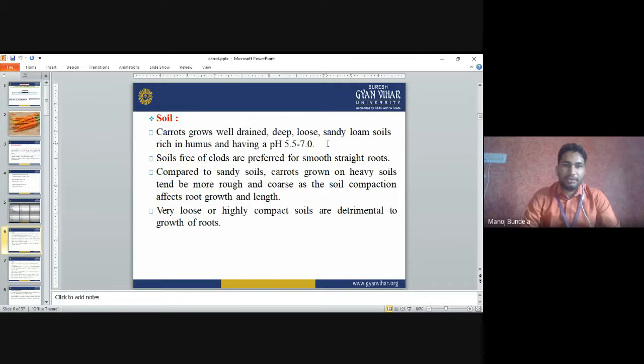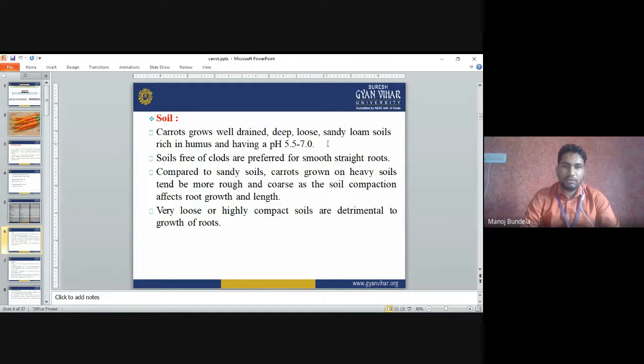Soil: carrot is grown in well-drained, deep, loose, sandy loamy soil, rich in humus, with a pH of 5.5 to 7. It is mainly grown in sandy loamy soil because it is a root crop, and in sandy soil the roots will easily penetrate. Soil free of clods is preferred for smooth, straight roots.